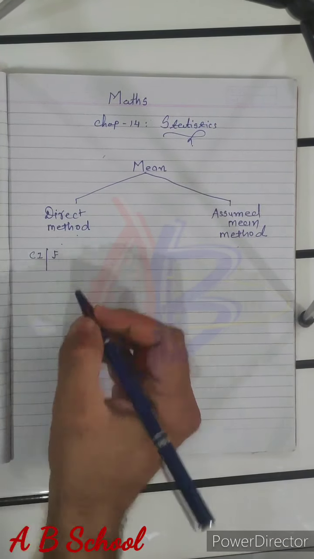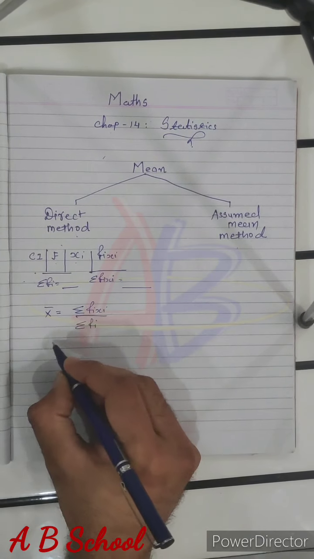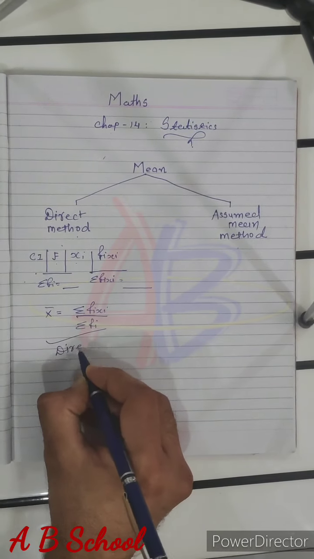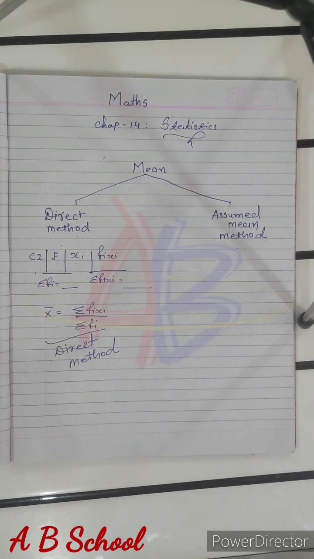We need to add all the fi xi, that is summation fi xi, and then we are supposed to add summation of fi. We will obtain summation fi. After getting these two things, the formula is x bar is equal to summation fi xi upon summation fi. This is our direct method. The second method which we have seen is assumed mean method.